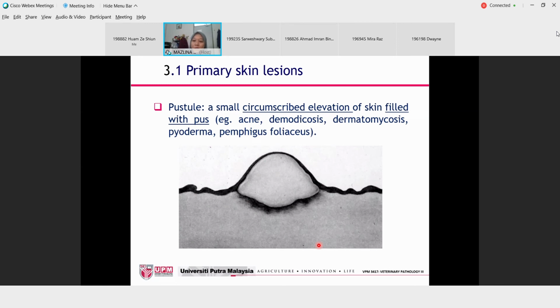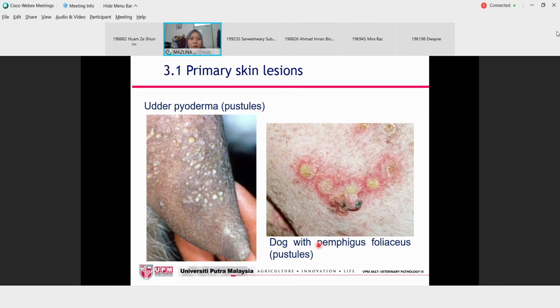This I have mentioned many times in the previous lecture. Pemphigus foliaceus, you see the pustule. So this is an example of how a pustule looks grossly. This is an udder with many pustules. And this is a dog with pemphigus foliaceus, so pustules. You can see the pus on the skin, and the reddening is the erythema actually.